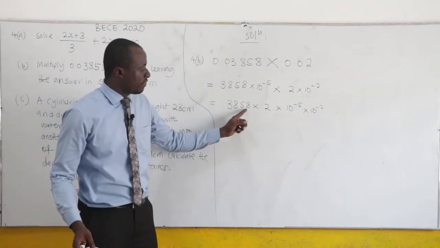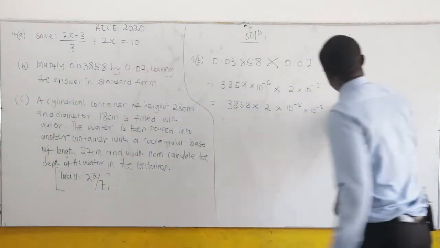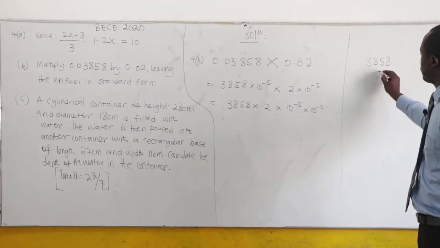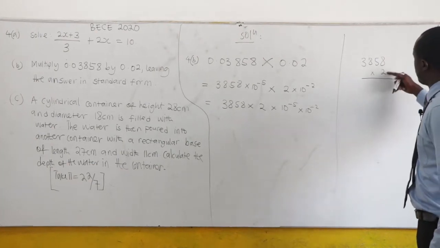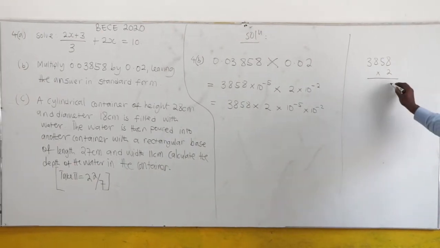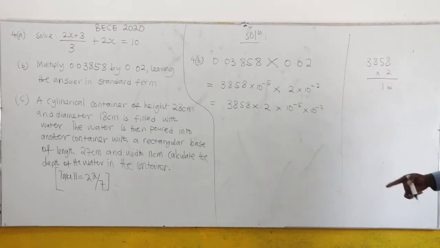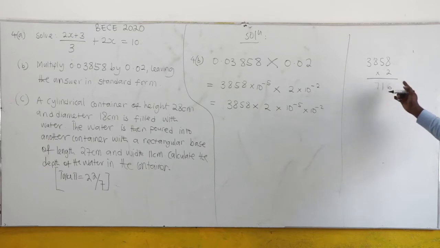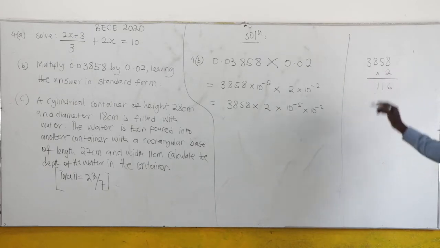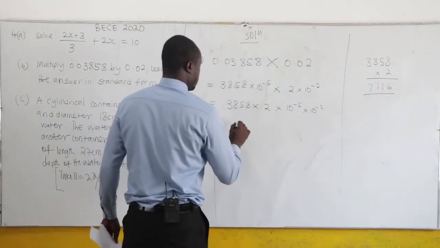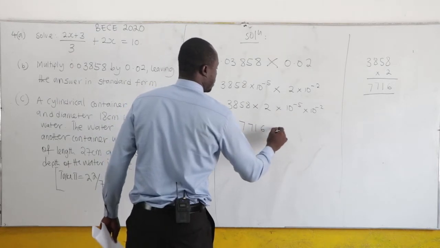Now what is 3.858 times 2? So let's do that over here. 3.858 times 2. Now 2 times 8 is giving us 16. So 6, remember that 1. 2, 5, 10, 1, that will be 11. 2 times 5, that is 10, 8, that is 11. 2 times 8, that is 16 plus 1, that is 17, 1. 2 times 3 is 6 plus 1, 7. So that's what we have. So this time this is giving us 7.716 times.